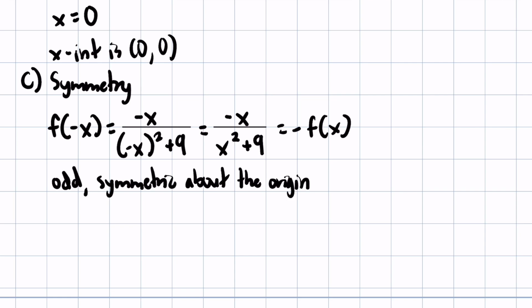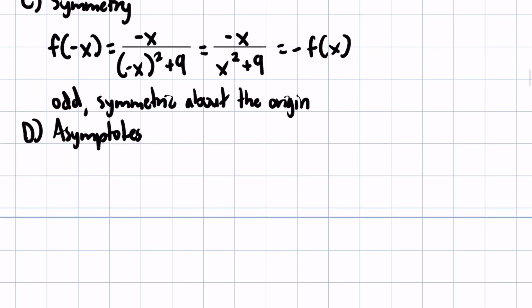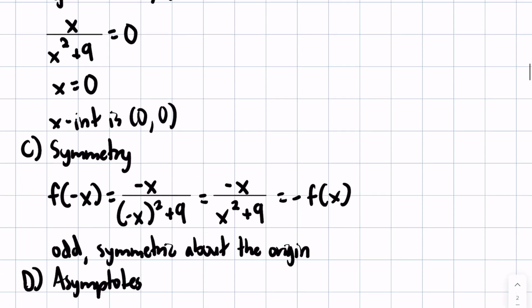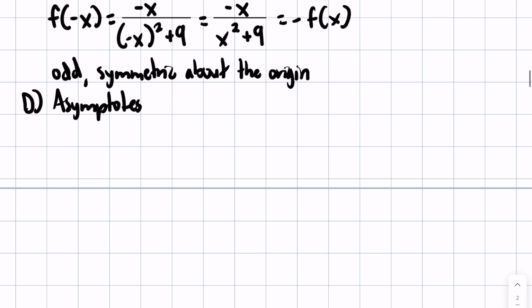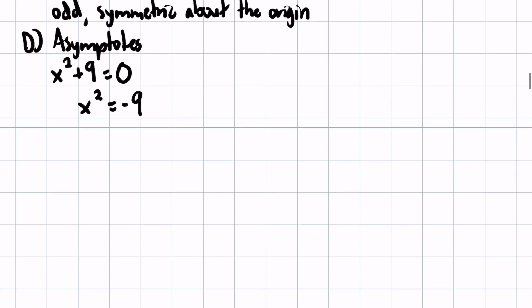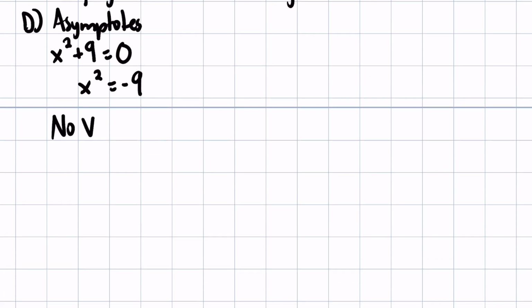So that'll come into play when we're graphing the function. The next thing we need to worry about is asymptotes. So, for asymptotes, the first thing we want to do is, after crossing out any holes, which here there aren't any, we want to set the denominator equal to 0. So this is very similar to how we found the domain, right? x squared plus 9 equals 0, to solve for any places where it does equal 0. x squared equals negative 9. Again, we can't solve for x here, right? So there are no vertical asymptotes.